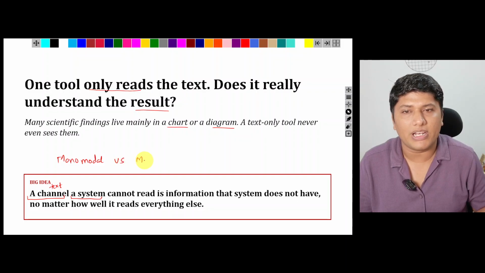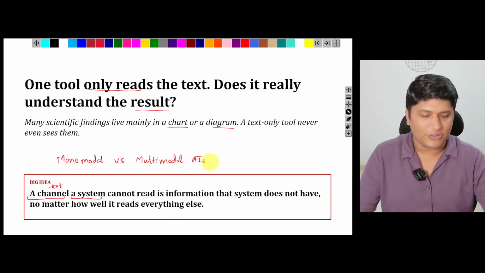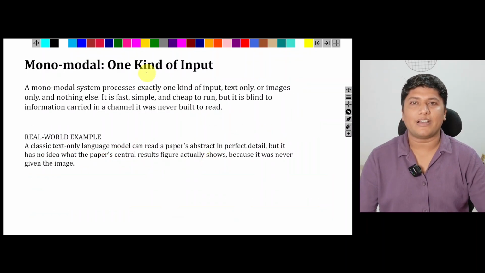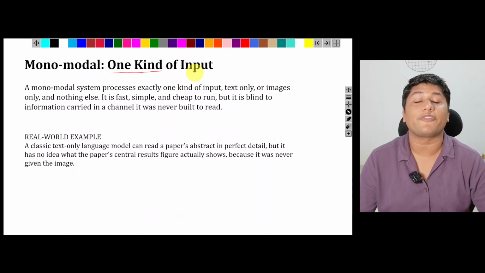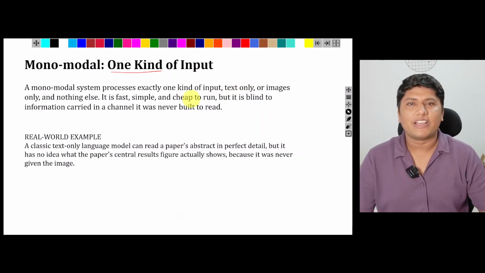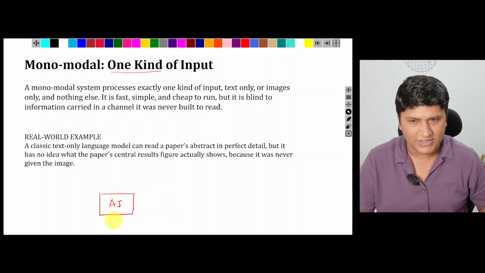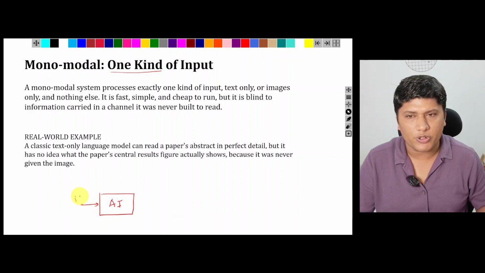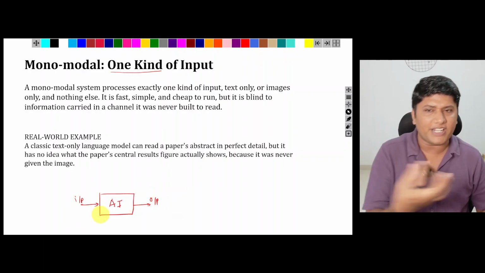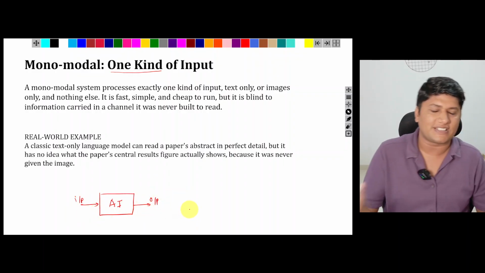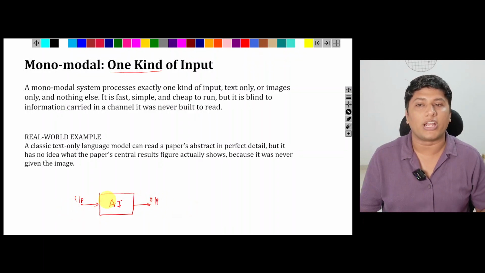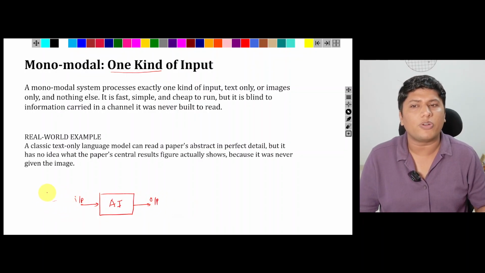Okay, so today we will be focusing on something called monomodal versus multimodal AIs. First of all, let's talk about monomodal AI. A monomodal AI is just one kind of input AI. For example, if I denote an AI model as a box, you feed in some input to that box and it will give you some output. You all use ChatGPT, okay? So you feed in a text as an input, it gives you another text as an output. That's a monomodal AI.